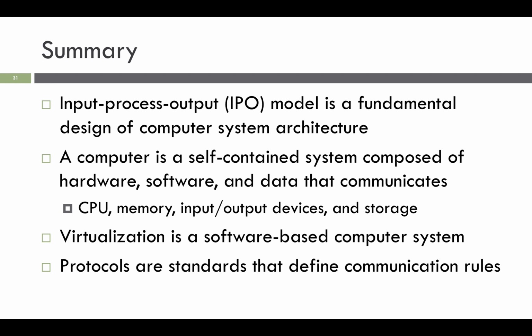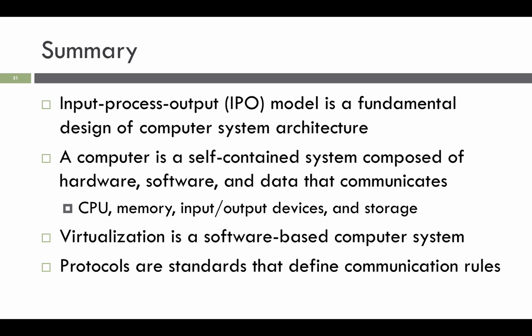In summary, the input-process-output model is the fundamental design of computer system architecture. The model is composed of 4 components or actions, which are input, process, output, and storage mechanisms. From a computer system perspective, a computer is a self-contained system composed of hardware, software, and data that communicates. It must have at least one CPU, memory to hold programs and their data, input-output devices, and long-term storage.